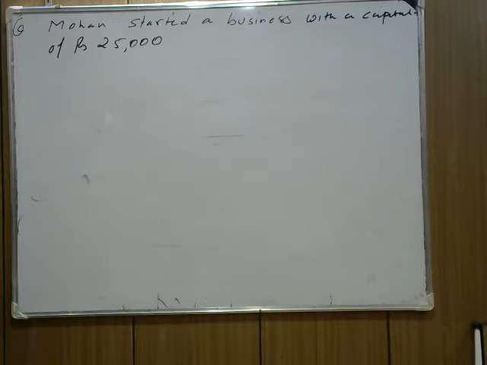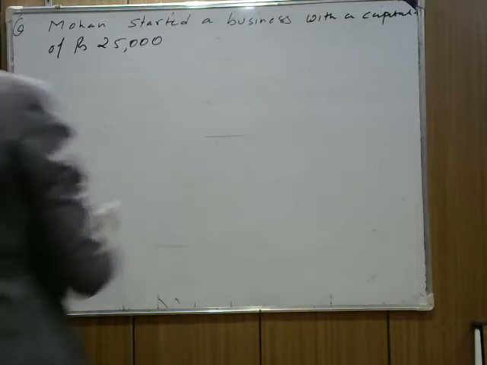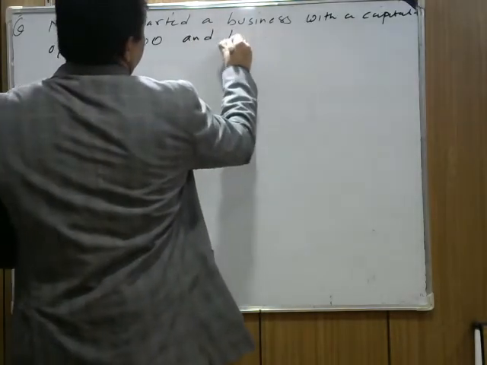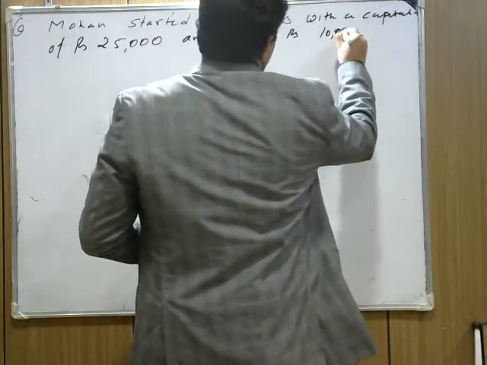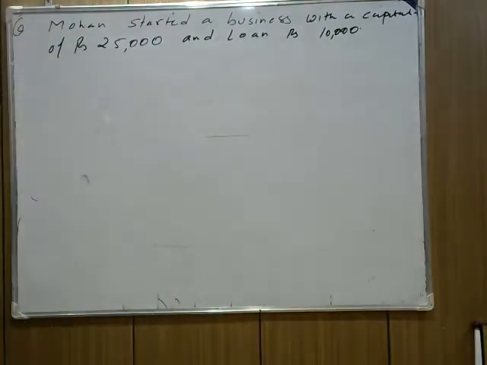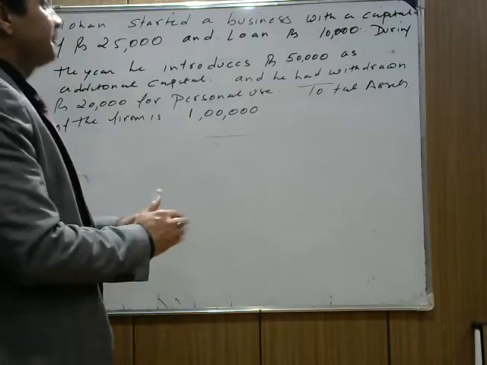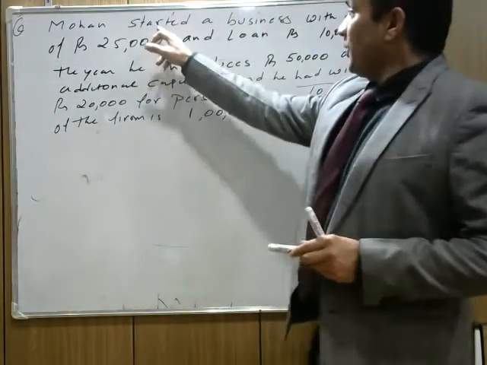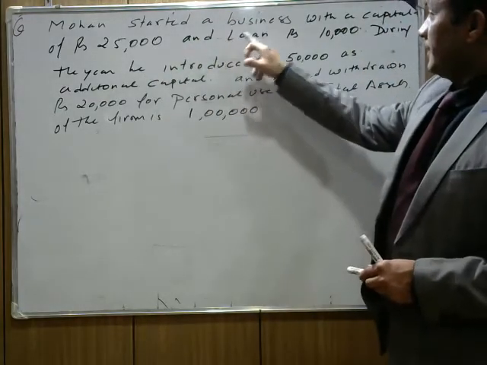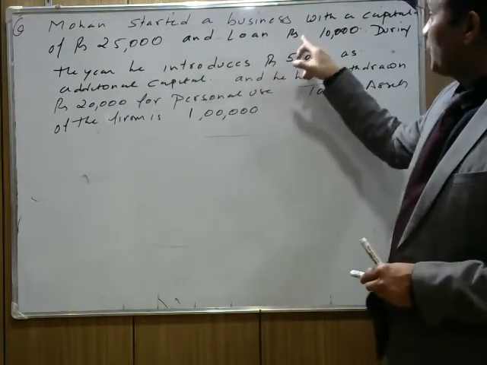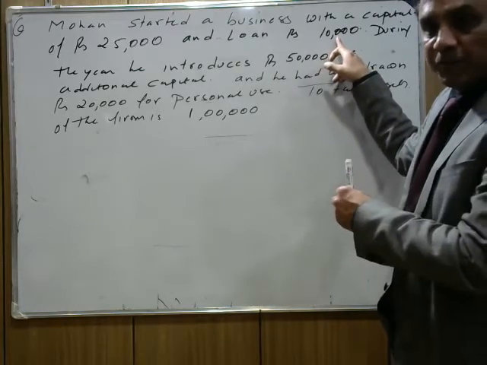The loan he borrowed from Shyam is rupees 10,000. Now read the question carefully and find that. The question says that Mohan started a business with a capital of rupees 25,000 and he took a loan of rupees 10,000 from his friend.